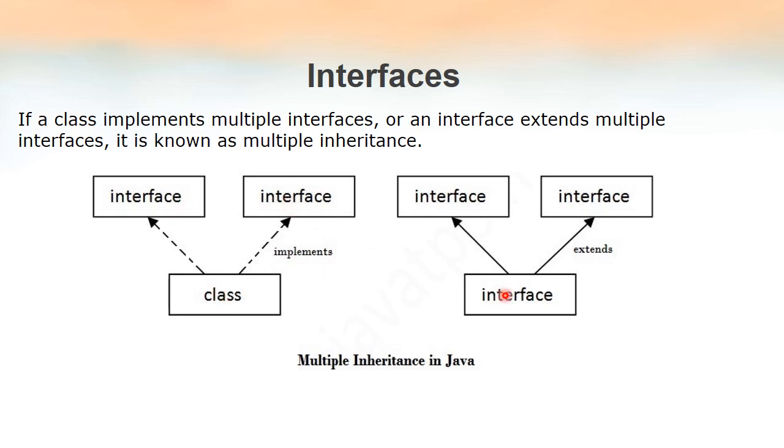One class implements any number of interfaces. One interface extends any number of interfaces. So the relationship between interfaces is inheritance. The relationship between a class and an interface is implements. Even then, if one class implements more than one interface at a time, we call it multiple inheritance. Similarly, if one interface extends multiple interfaces at a time, we call it multiple inheritance in Java.